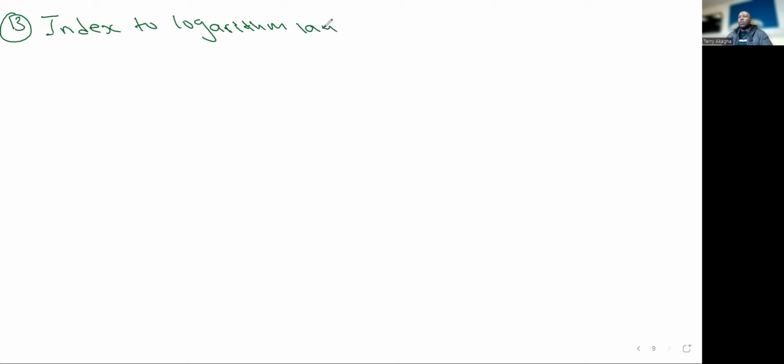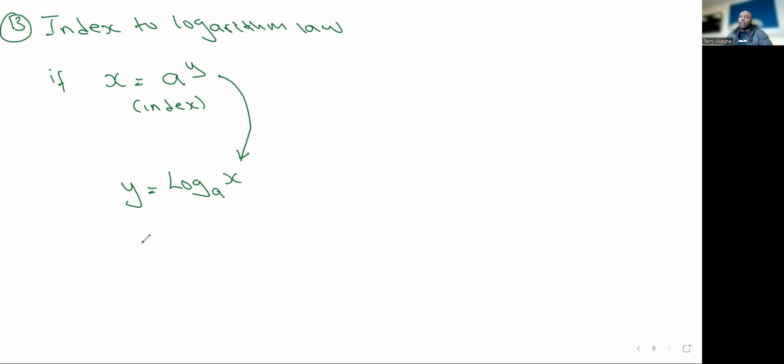So the index to logarithm law, okay? What we say here is that if, for instance, we know that x is equal to a raised to the power y, this is what we call the index. We can convert this to logarithm. It's the same thing as saying y is equal to log x to base a. And this is what we call the logarithm form.